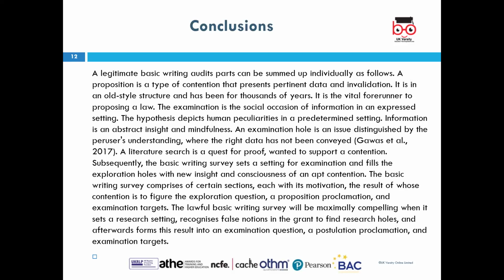of an apt contention. The basic writing survey comprises of certain sections, each of its motivation, and the result of whose contention is to figure the exploration question, a proposition proclamation, and examination targets. The lawful basic writing survey will be maximally compelling when it sets research setting and recognizing false notions in the grant to find research holes, and afterwards forms the result in an examination question, a postulation, proclamation, and examination targets.